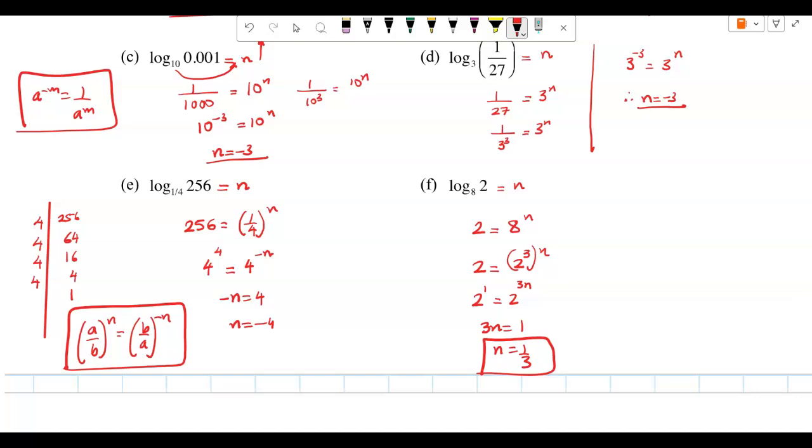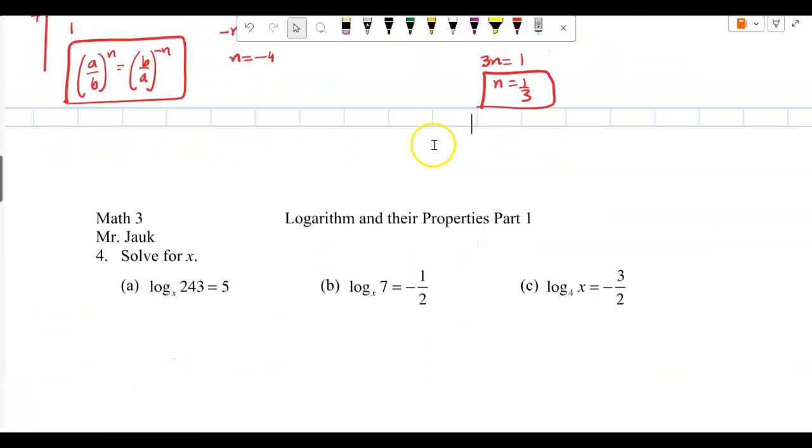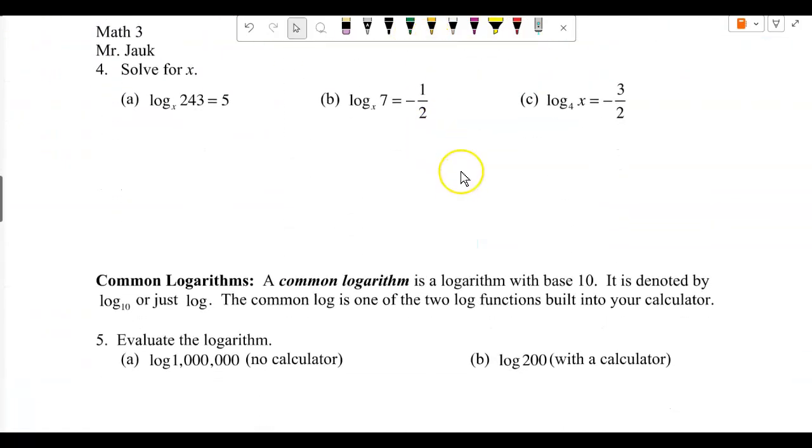Much more clear now, with the pushing. Okay, next one. It would be x to the 5 is equal to 243. 243 is equal to x raised to 5. Now 243? That's 3, correct.